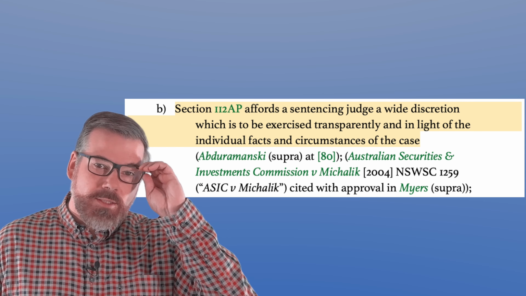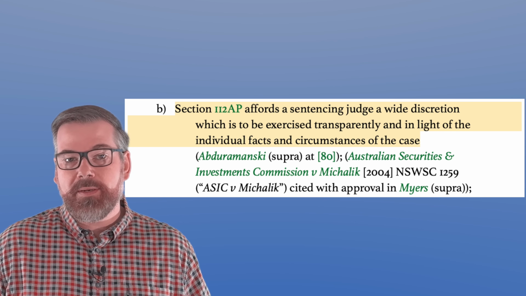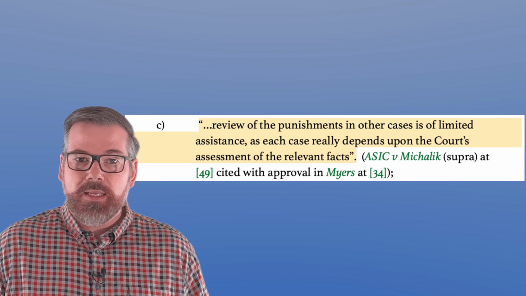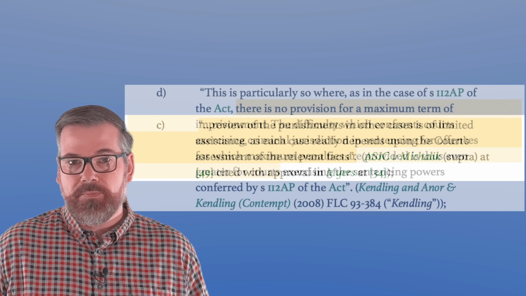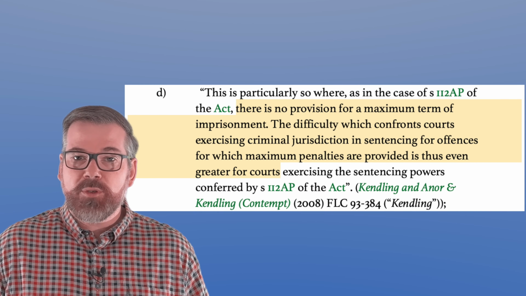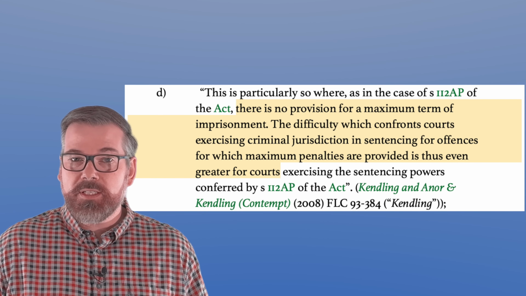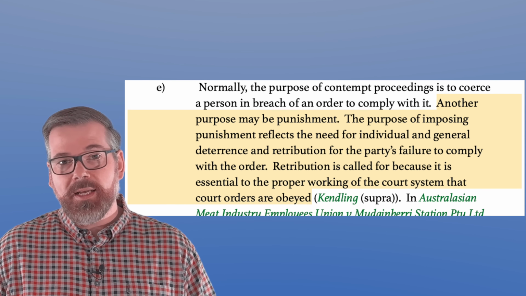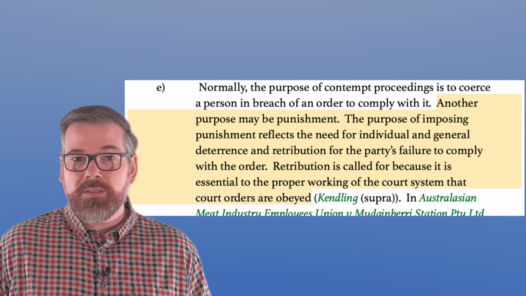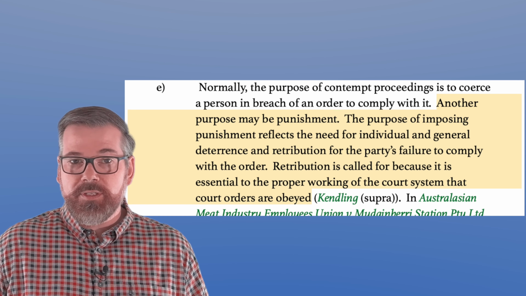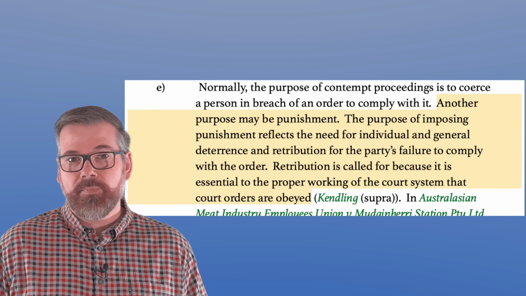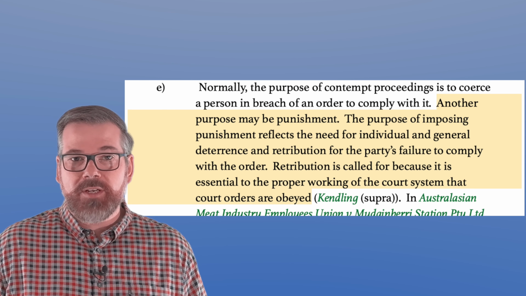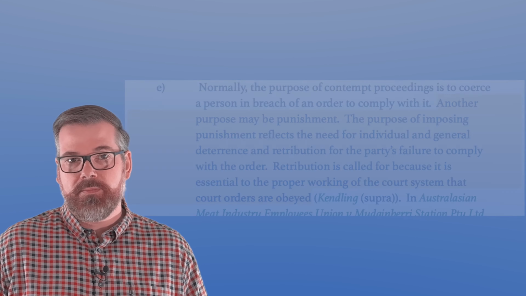The sentencing judge has a wide discretion, which is to be exercised transparently. Review of punishments in other cases is of limited assistance, as each case turns on its own facts. As the section provides no maximum term of imprisonment, the exercise of the discretion is particularly difficult. And whilst the purpose of contempt proceedings is normally to coerce compliance with orders, another purpose may be punishment, for the purposes of individual and general deterrence and for retribution. Retribution may be called for because effective administration of justice requires demonstration that the court's orders will be enforced.